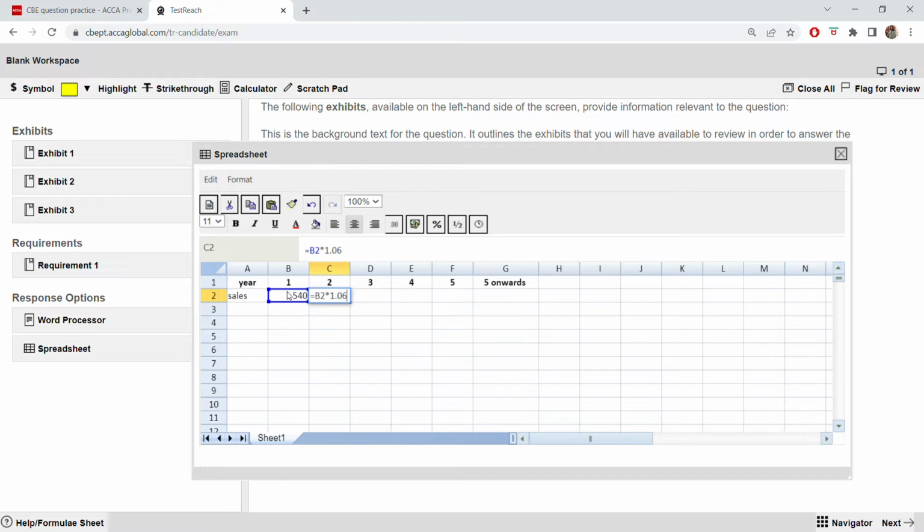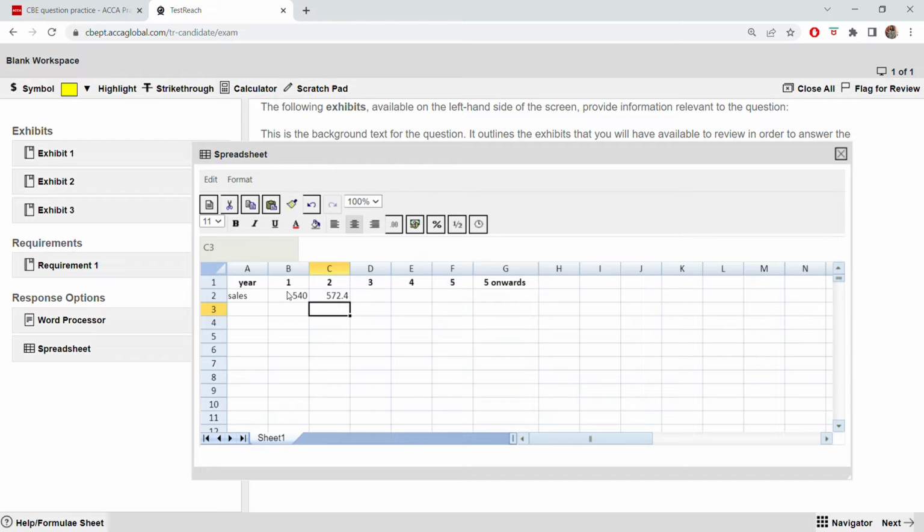1.06 to the power 1, but no need to write the power. If you want, you can write it, but it's no use. To the power 1 means it's the same thing. So multiply by 1.06 for the second year.